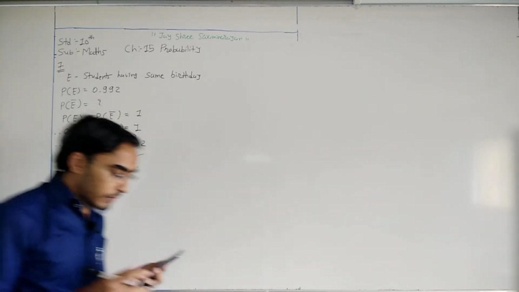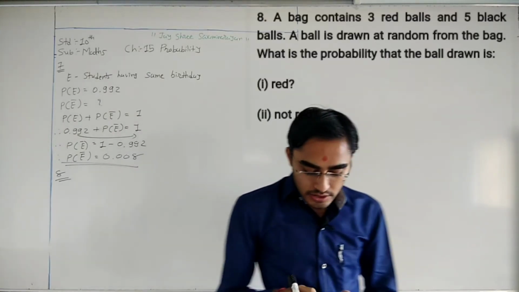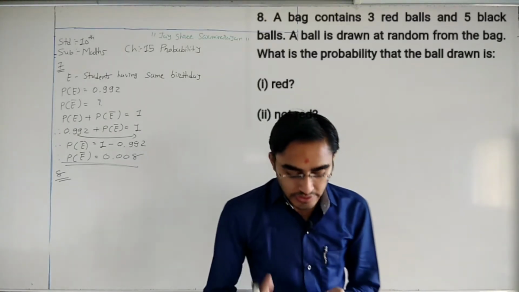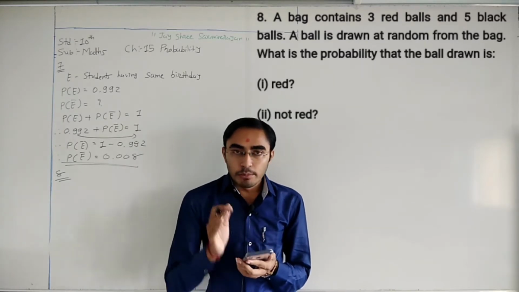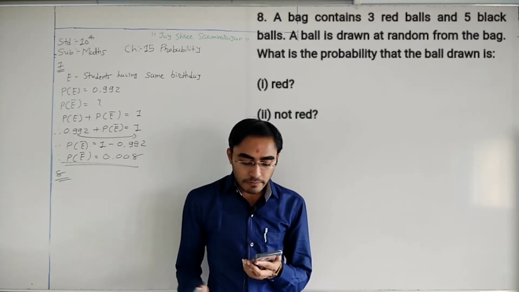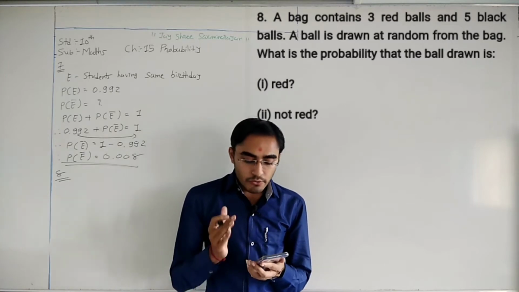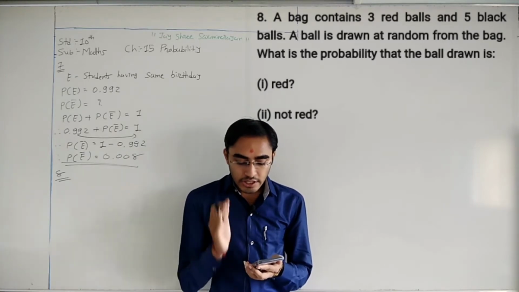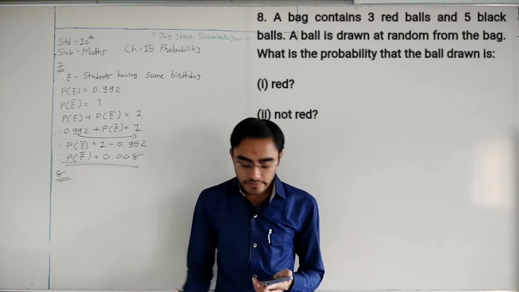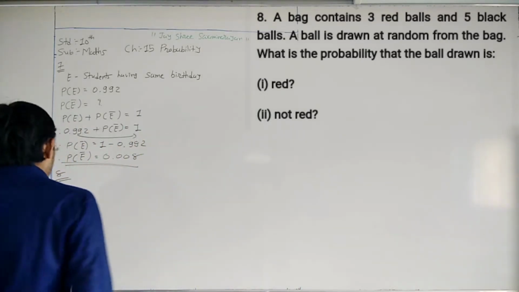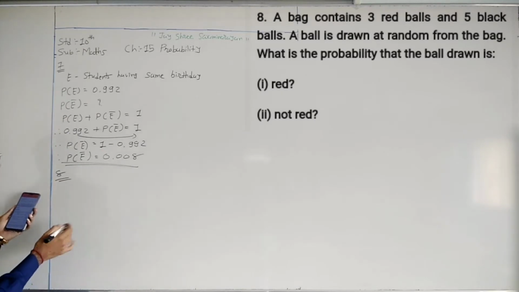Okay, after that, question number 8. Again, first of all, read the question. A bag contains 3 red balls and 5 black balls. A ball is drawn at random from the bag. What is the probability that the ball drawn is red or not red? Okay, so first of all, we need to write the details.